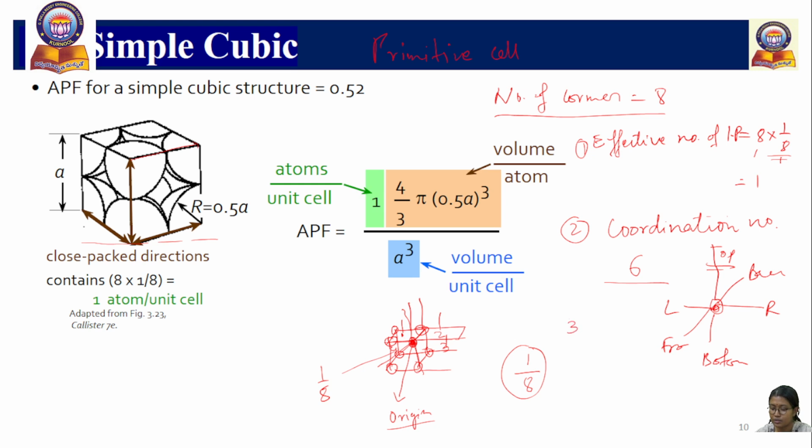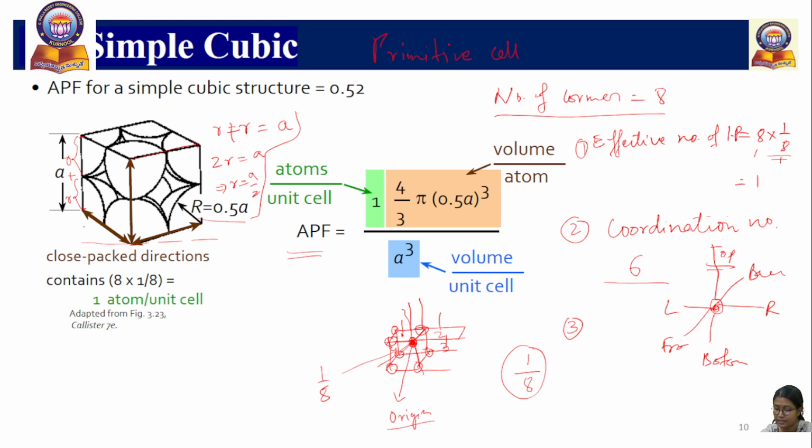Next, coming to the third point, the relation between atomic radius and a. You see here this is a, right? From one corner to the other corner, how many radii are there? 2 radii are there. This is one radius, this is another radius. So R plus R equals a, that is 2R equals a, or R equals a by 2. Here it is written as capital R equals 0.5, and 0.5 means half, so half of a.